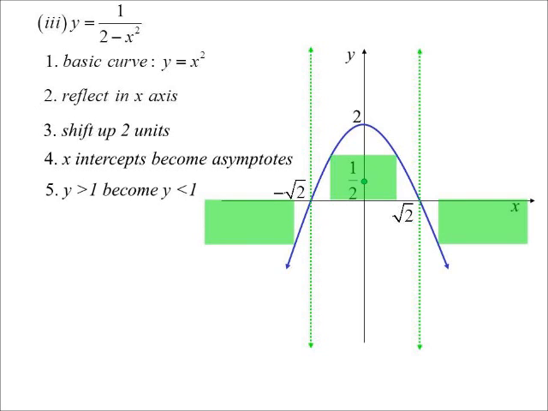Now, there are no asymptotes on the original one to become x-intercepts, so I can't do that. But I said when y is bigger than 1, it'll become y is less than 1. Now, looking at my scale, 1 is about there. But 2 is a point I know. Turn 2 upside down, it'll become a half. So I know that's definitely 1 point.